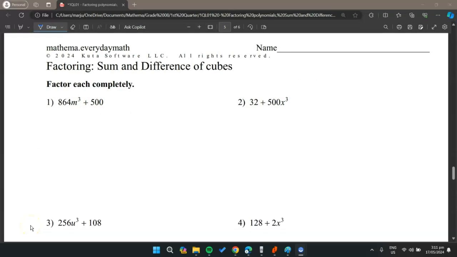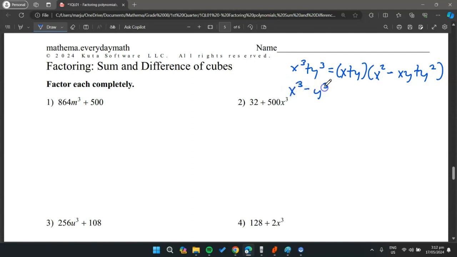So how do we factor sum and difference of cubes? Remember, when you are dealing with sum and difference of two cubes, x cubed plus y cubed, the factors are x plus y, then we have x squared minus xy plus y squared. And if you're dealing with difference of cubes, for example, x cubed minus y cubed.